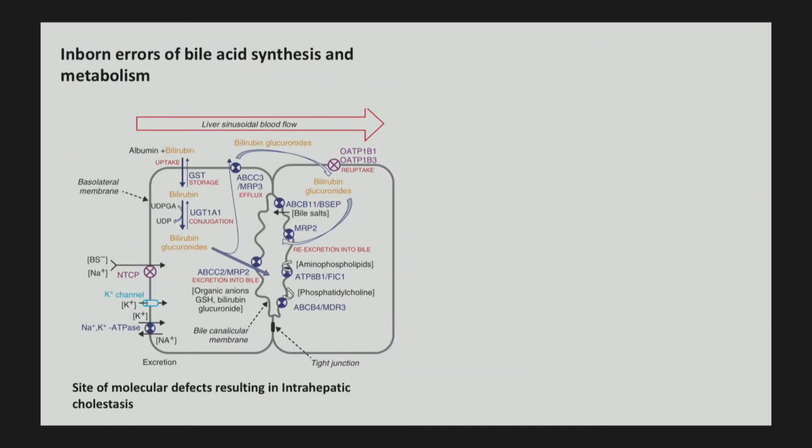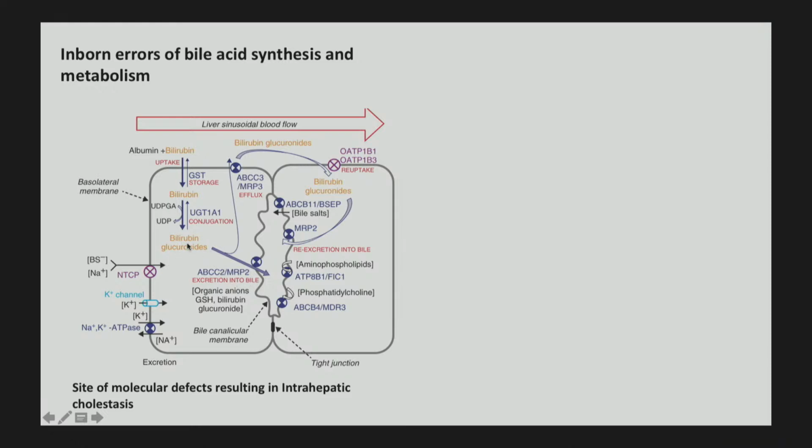Speaking briefly about bilirubin metabolism, these are the hepatocytes with the basolateral membrane, and bilirubin in the plasma is bound reversibly to albumin. Bilirubin uptake happens by diffusion through the basolateral membrane into the hepatocytes, and with the help of UGT1A1 it is conjugated to bilirubin glucuronides. This conjugation is an important step for excretion of bilirubin into the bile. These bilirubin glucuronides are excreted into bile with the help of MRP2.